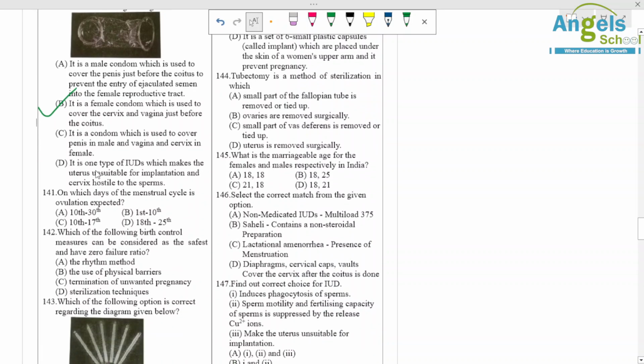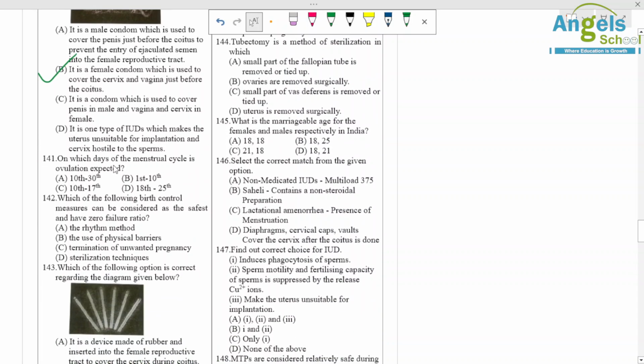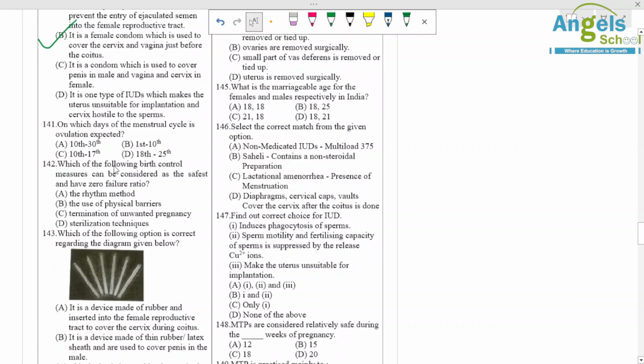Question number 141. On which days of the menstrual cycle is ovulation expected? It's on day 14, but we have to take 3 days before and 3 days after 14. So option C is correct for this.